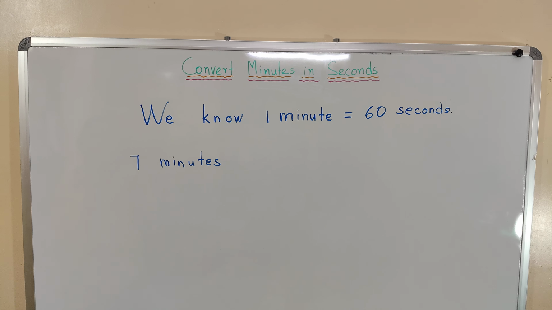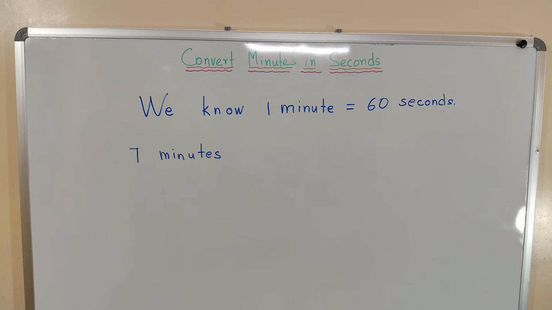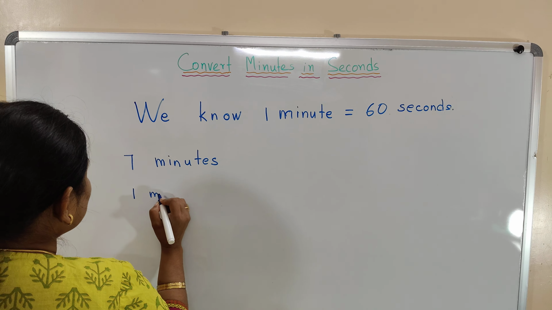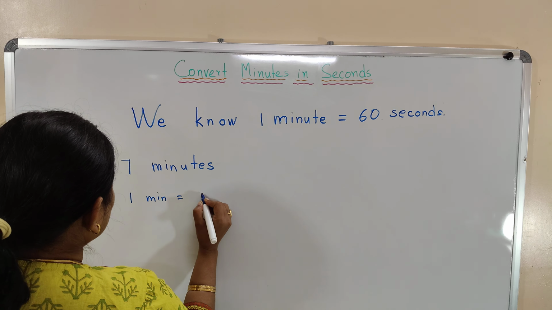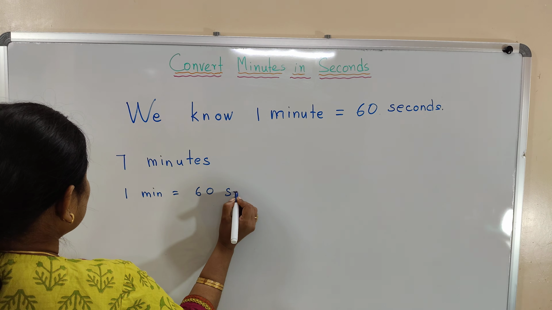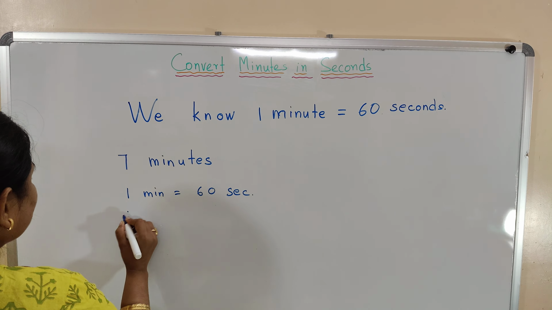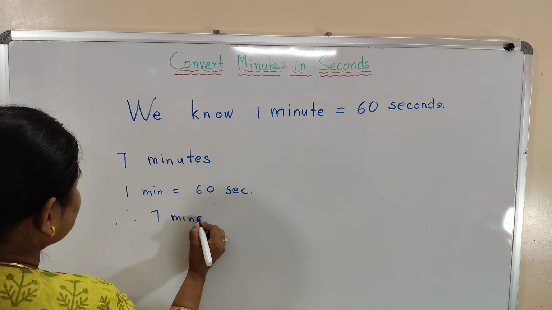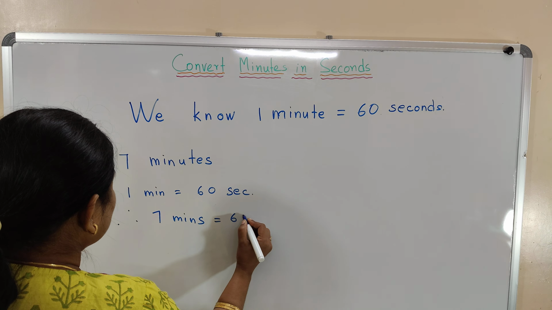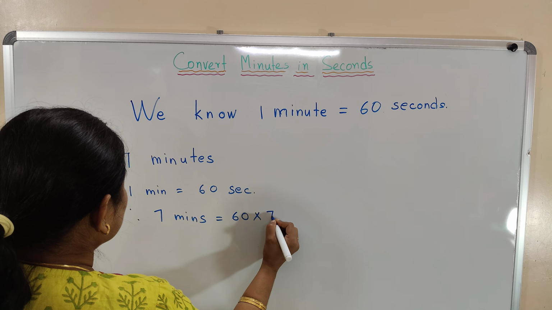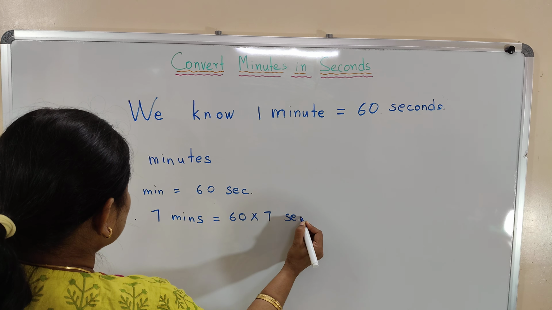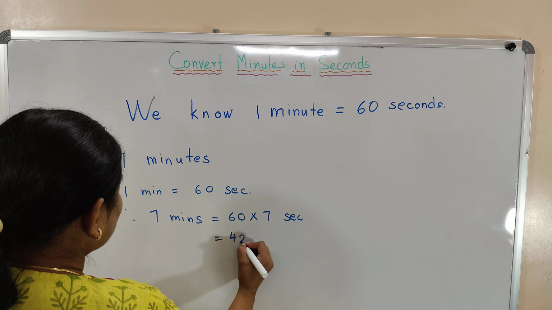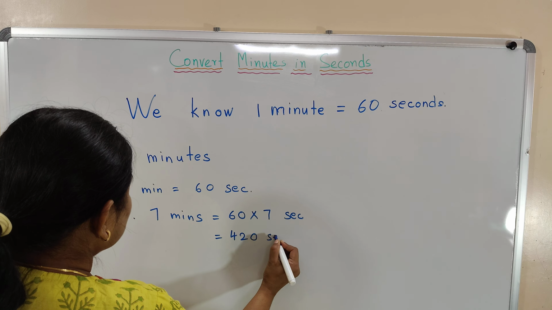Now 7 minutes is given. We need to convert this into seconds. 1 minute is equal to 60 seconds. Therefore, 7 minutes is equal to 60 into 7 seconds, which is 420 seconds.